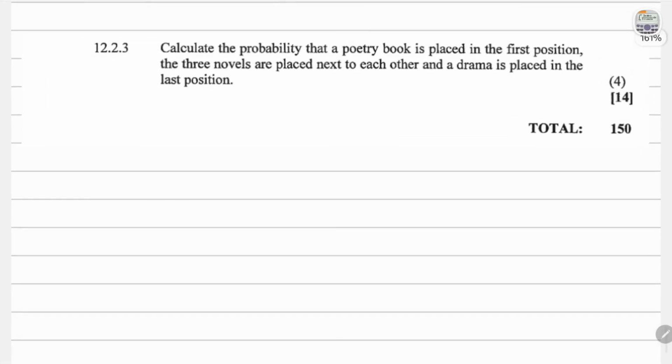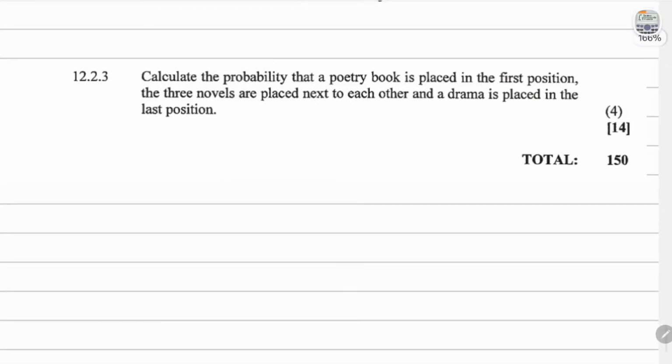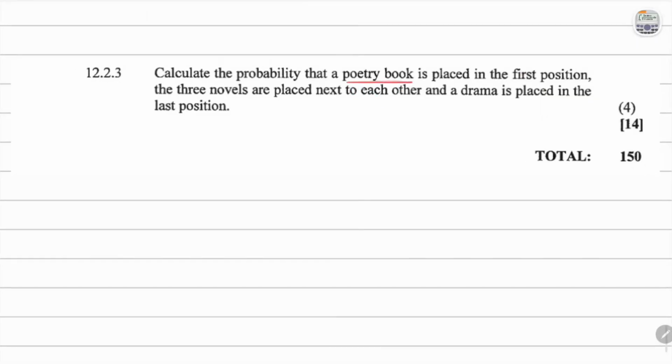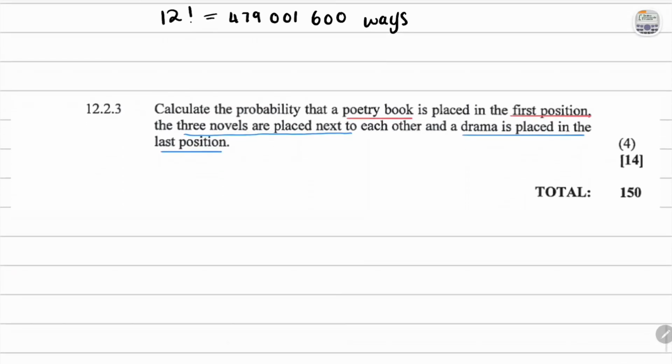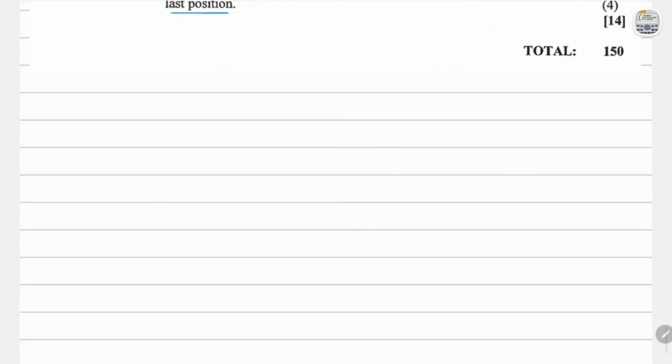Question 12.2.3 says, calculate the probability that a poetry book is placed in the first position, and then the 3 novels are placed next to each other, and a drama is placed in the last position. Okay, so we need to ensure that a poetry book is placed in the first position, and then the 3 novels are placed next to each other, and then a drama is in the last position. So remember that we have 12 books in total.